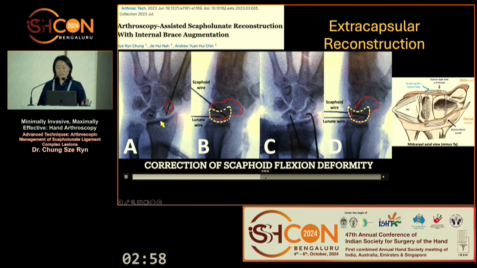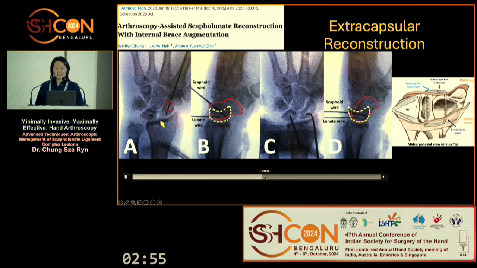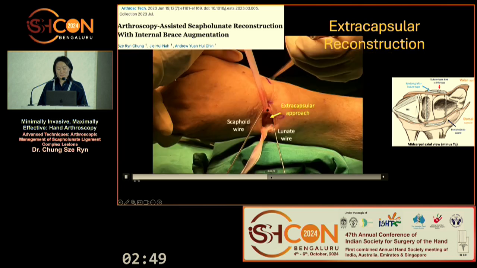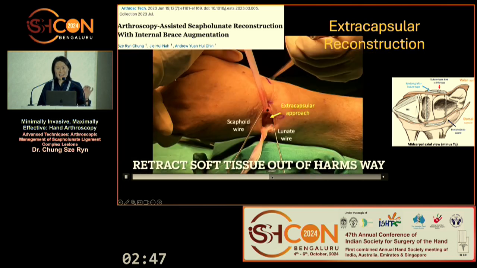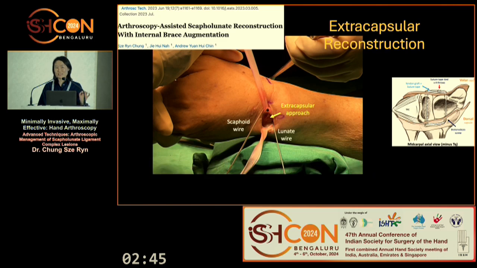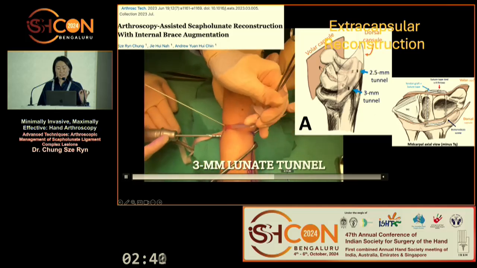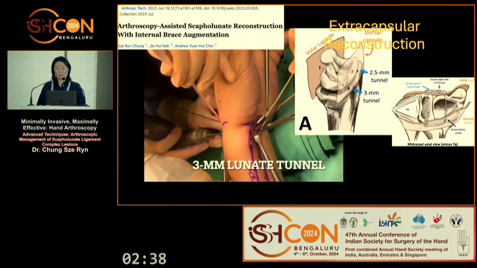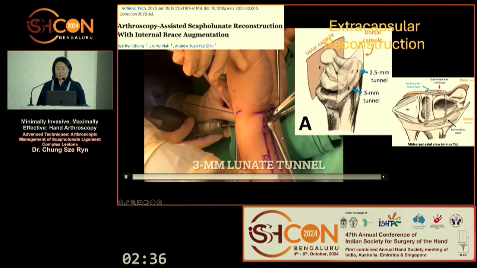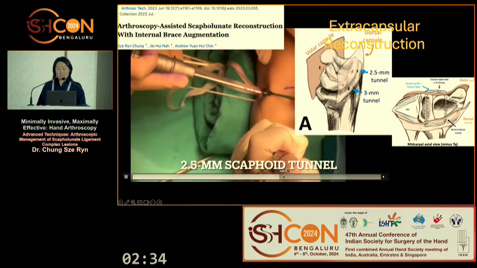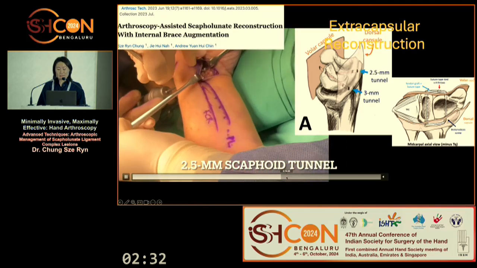I know some people are not into the bone tunnels, but in these cases where the attenuation of the extrinsic ligaments and so on, sometimes you may have to reconstruct as such. So this is all performed in an extra-capsular approach. I cannot see the carpal bones. It's all from fluoroscopic guidance. So this is the start. We start off with the 3 millimeter bone tunnel on a lunate bone, and then followed by a 2.5 millimeter bone tunnel onto the scaphoid bone, as shown in this diagram here.